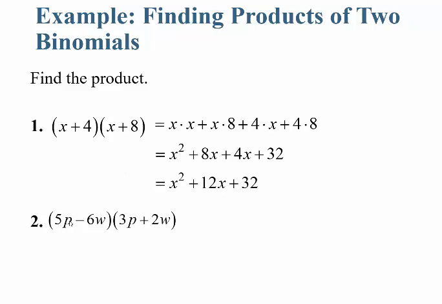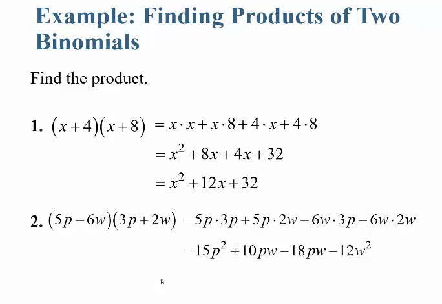Same deal here. So we have 5p minus 6w times 3p plus 2w. Multiply the 5p times the 3p, 5p times the 2w, and then don't forget this negative is attached, so minus 6w times 3p, minus 6w times 2w. Well, multiplying here, I have 15p squared. This becomes 10pw. It's minus 18pw, and this is just minus 12w squared. Notice in the middle here, these are like terms because pw, pw. So 10 minus 18 gets me minus 8. So this just becomes 15p squared minus 8pw minus 12w squared.